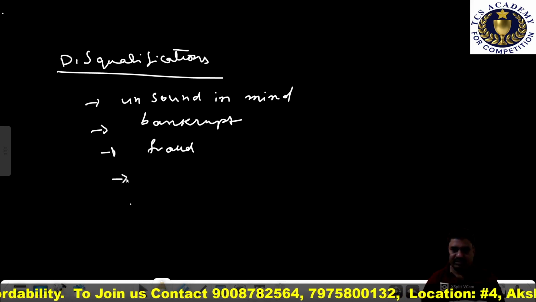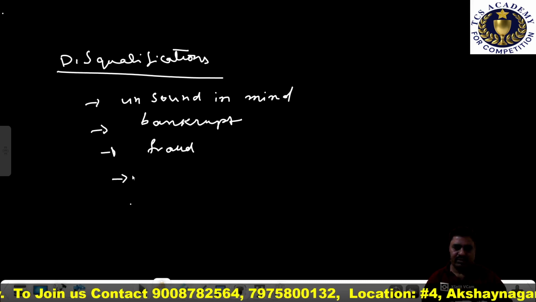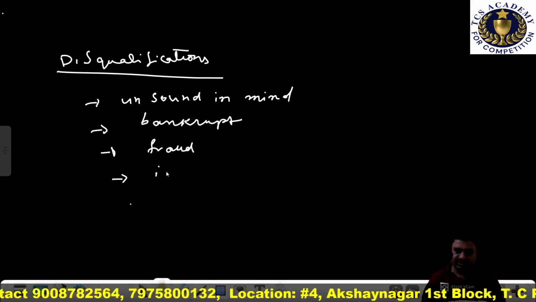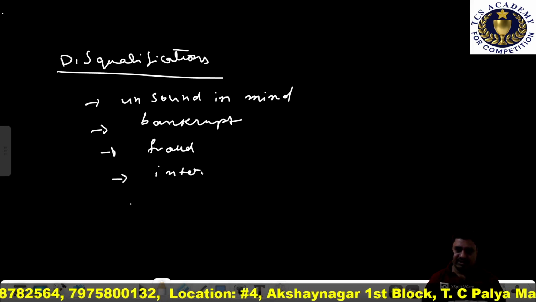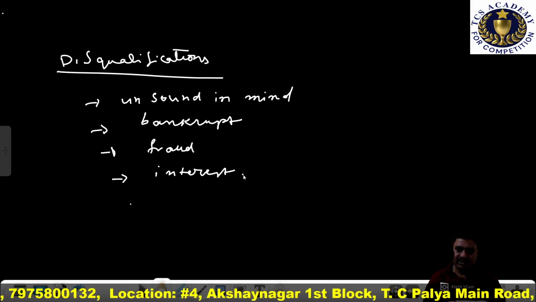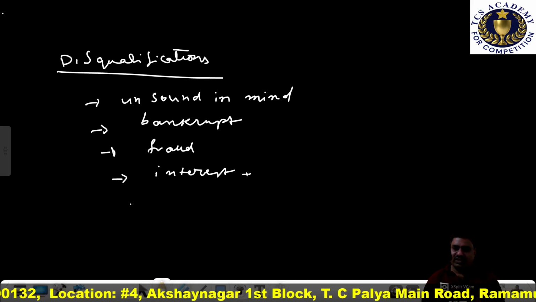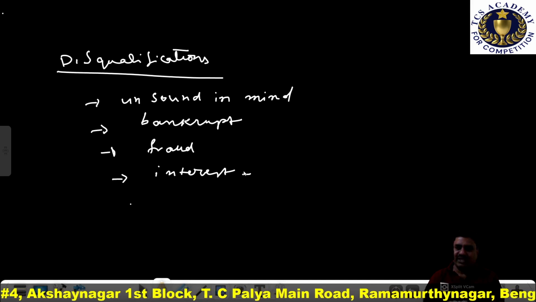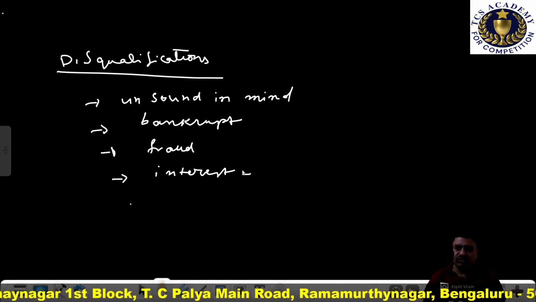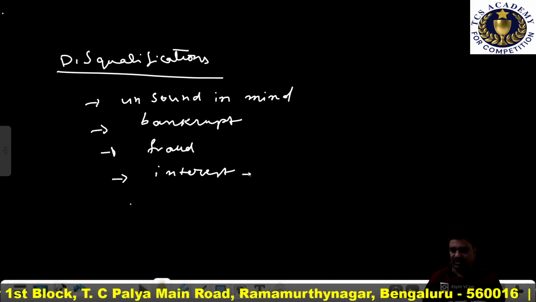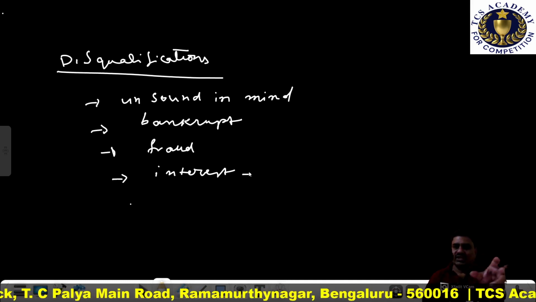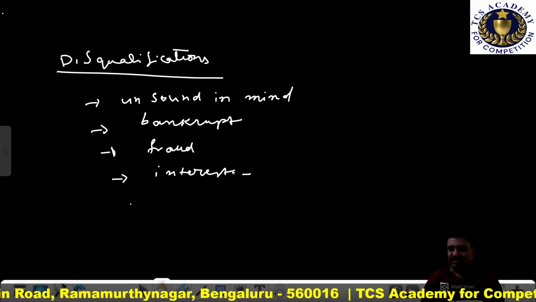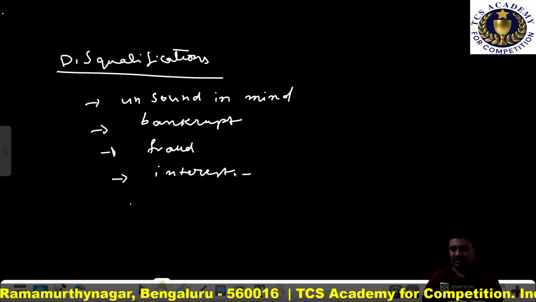Number four, his or her personal interest. It should not create hurdles for the smooth functioning of the Finance Commission. These are the grounds under which a person is disqualified as a member of the Finance Commission. Clear?